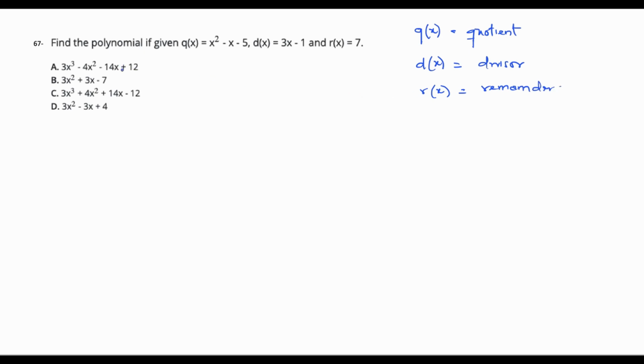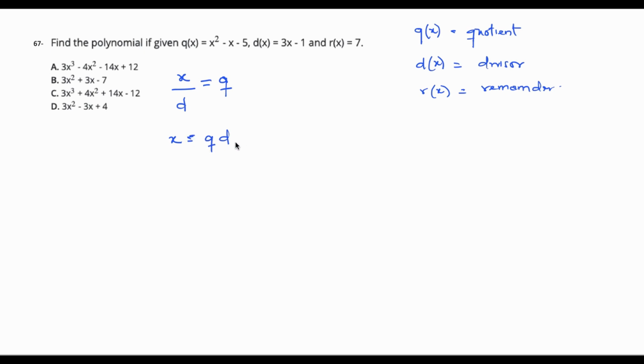So we're requested to find a polynomial which, when we divide by the divisor 3x minus 1, results in the quotient x squared minus x minus 5 and gives us a remainder of 7. If we have a number x, for example, and we divide this by a divisor d, this is going to result in a quotient q. Now, if we have the quotient and the divisor, to find the number x, which is the polynomial we're trying to look for here, all we have to do is multiply q by d.